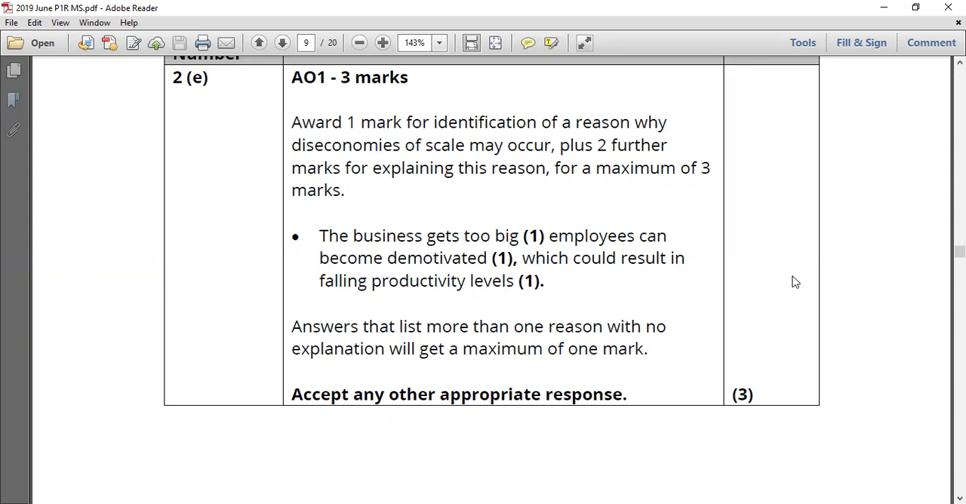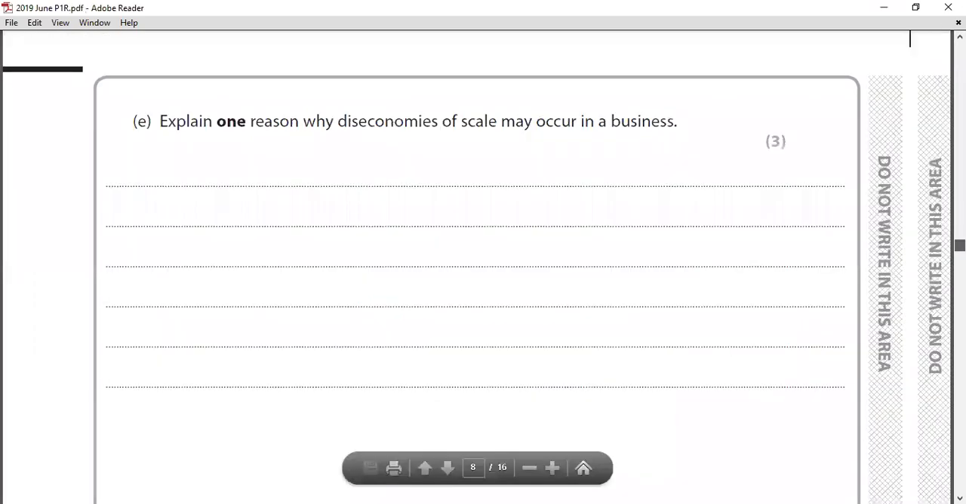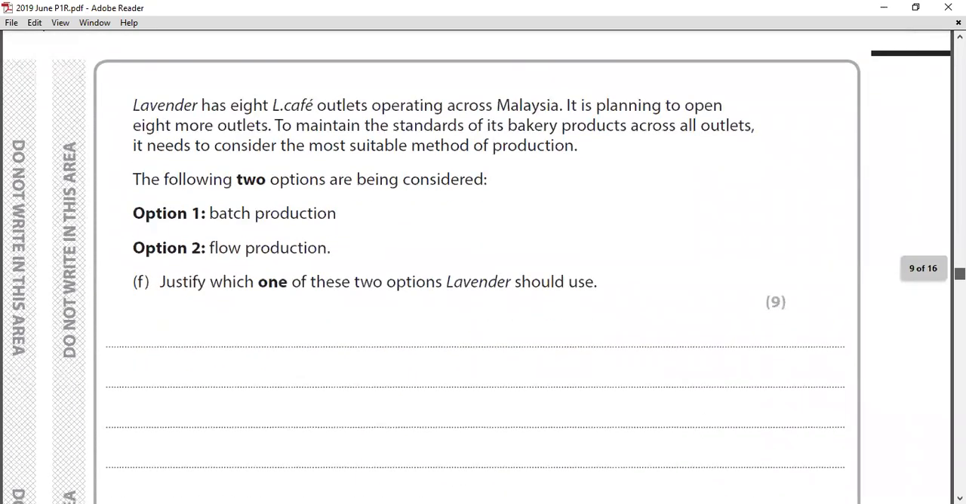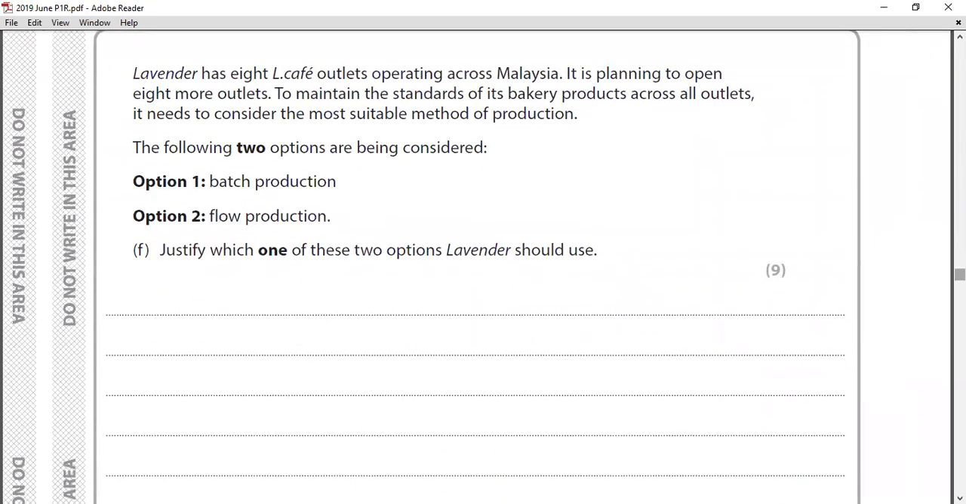That's what happens in that kind of situation, right? That's question number 2, part E, the explain question. Okay, let's go to the 9-mark question now, question number 2, part F. This 9-mark question asks about batch production or flow production.